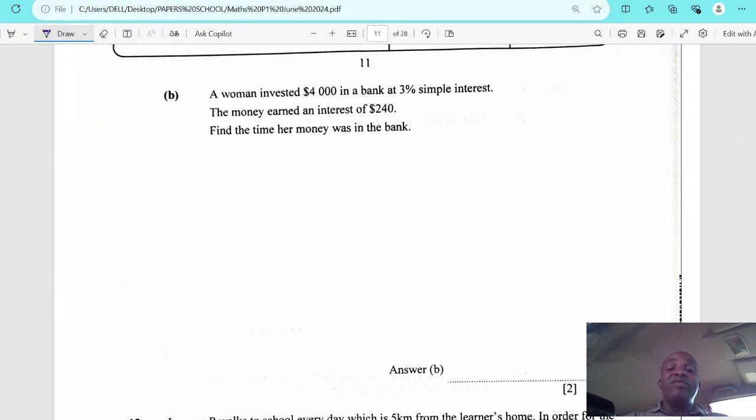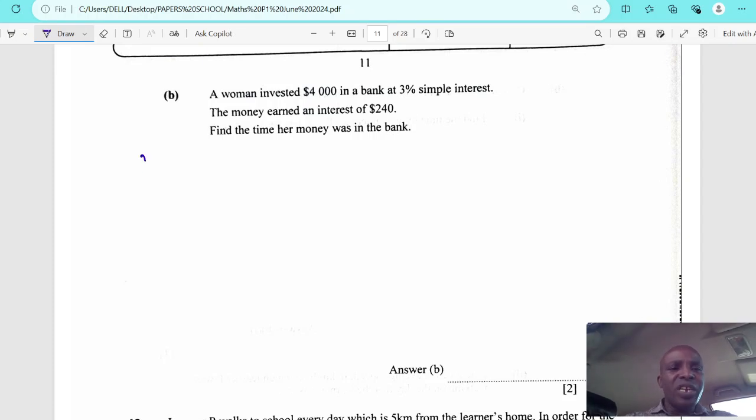Next, a woman invested 4,000 in a bank at 3% simple interest. The money earned an interest of 240. Find the time your money was in the bank.